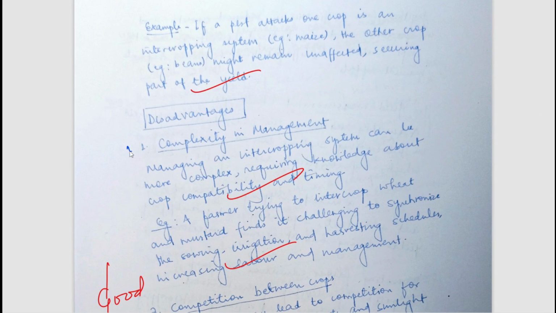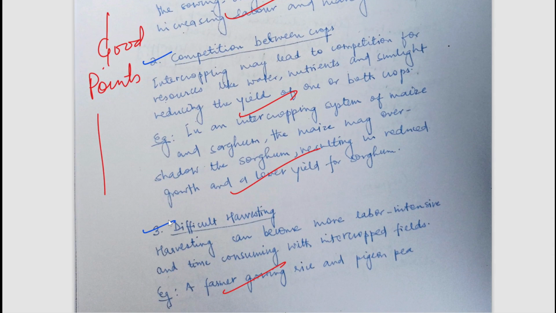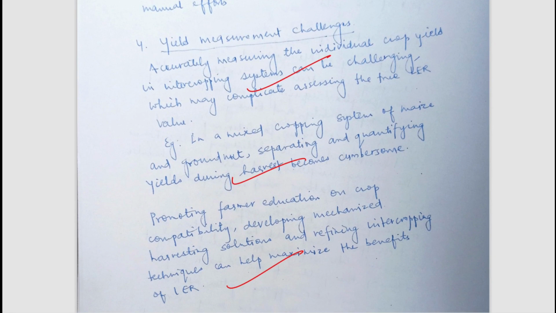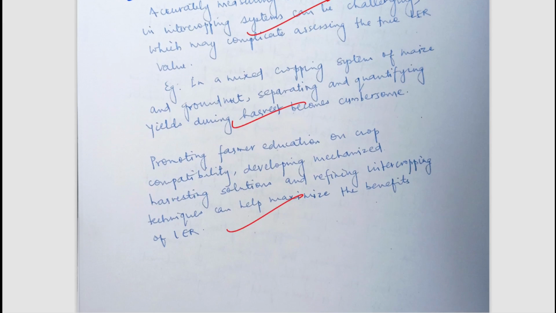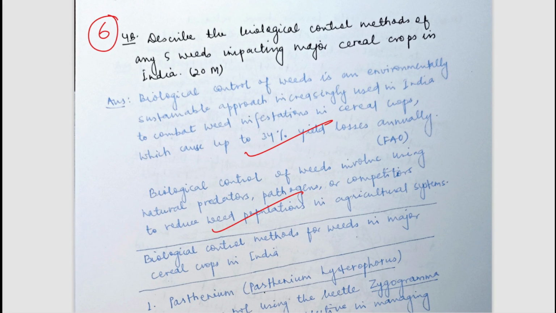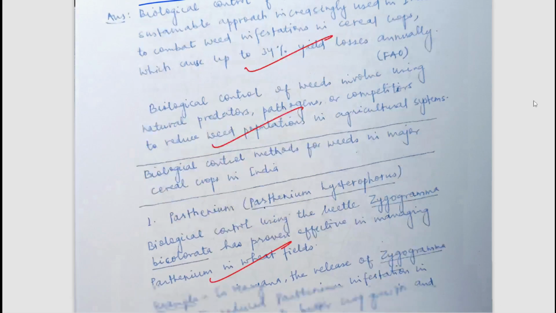Disadvantages have been mentioned, such as complexity in management, competition between crops, difficult harvesting, yield measurement challenges have been mentioned. And the next question is, describe the biological control methods of any five weeds impacting major cereal crops in India. So what are those biological control methods, we will see. And we can see here in the question, we have to discuss any five weeds impacting major cereal crops. So we will see what are the weeds selected by the student.